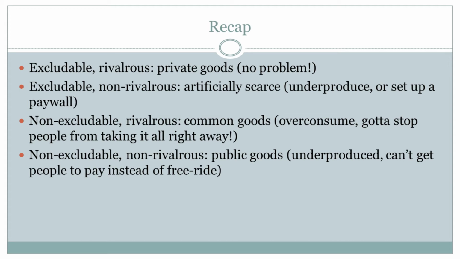We also have non-excludable but rival goods. These are common goods. These tend to get overproduced as everybody scrambles to get a piece before it goes away. And then finally, we have non-excludable and non-rival goods, public goods, which are typically underproduced because you can't get people to pay for it, and so many of the benefits go to other people. These are typically provided by the government.